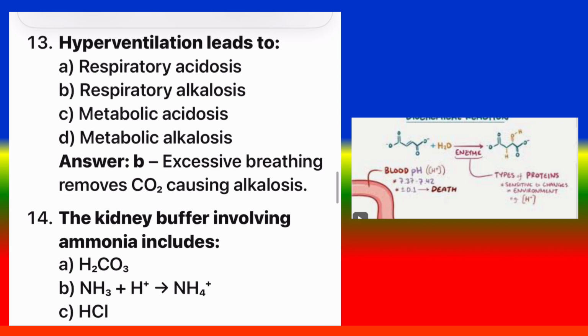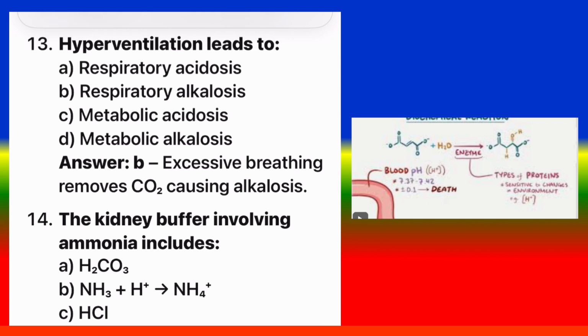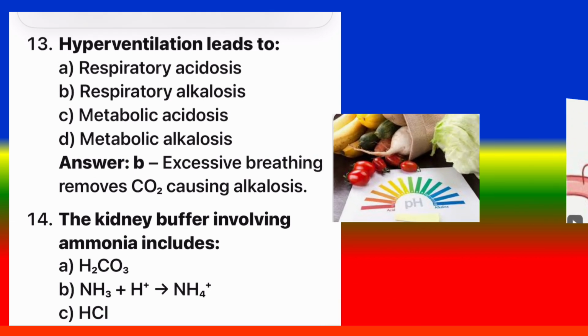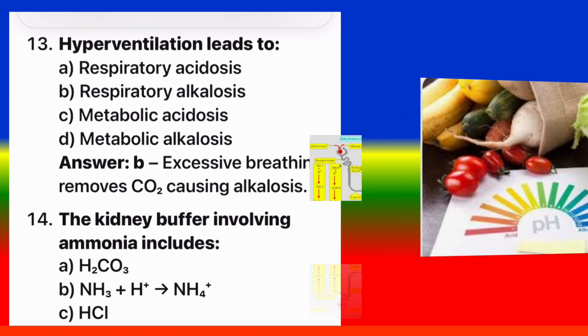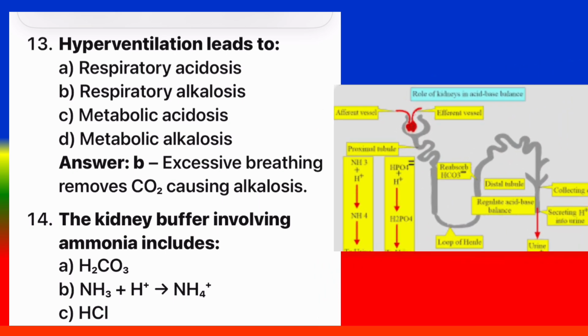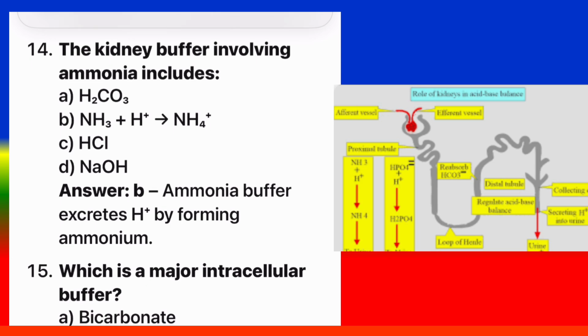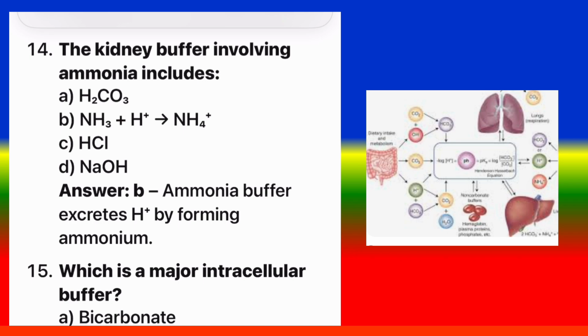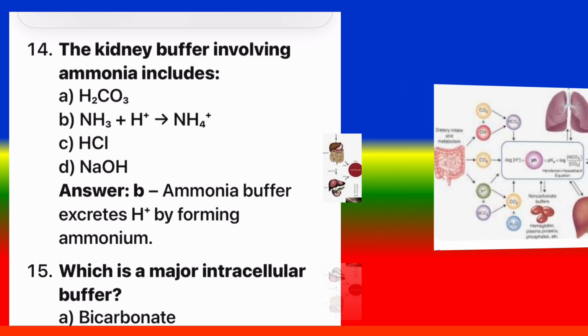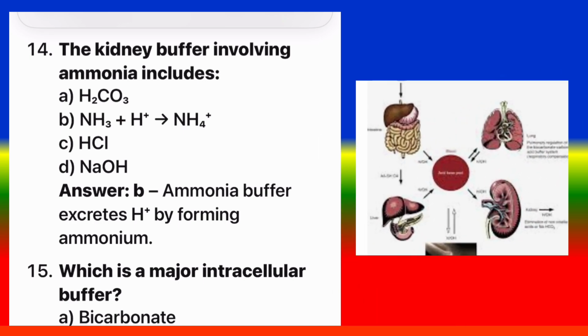13. Hyperventilation leads to: A. Respiratory acidosis, B. Respiratory alkalosis, C. Metabolic acidosis, D. Metabolic alkalosis. Answer B. Excessive breathing removes CO2, causing alkalosis. 14. Kidney buffer involving ammonia includes: A. H2CO3, B. NH3 plus H+ to form NH4+. Answer B. The ammonia buffer excretes H+ by forming ammonium.